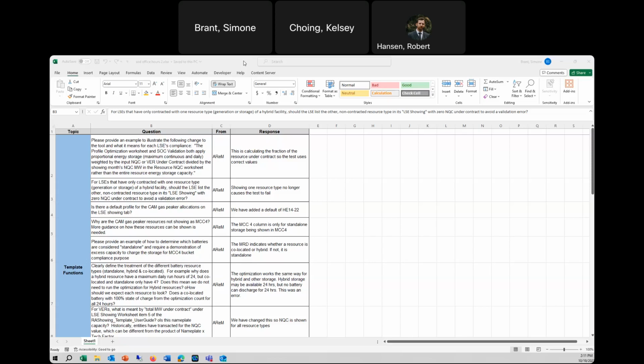Okay. The next question was whether there was a default profile for the CAM peakers. There was not, but we are adding one into the version we're going to send out, which is our ending 14 to 22.